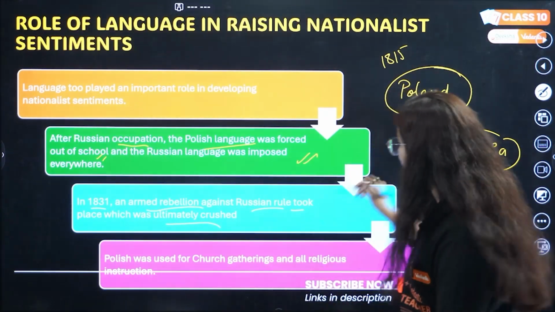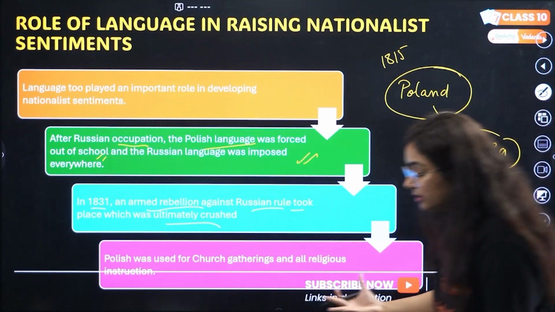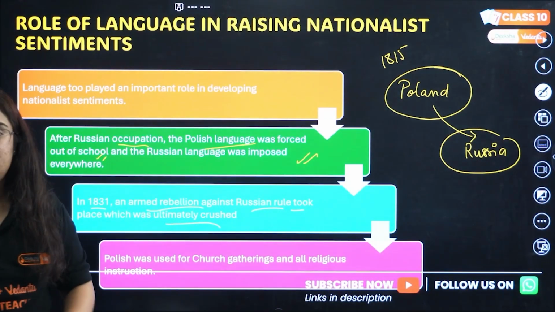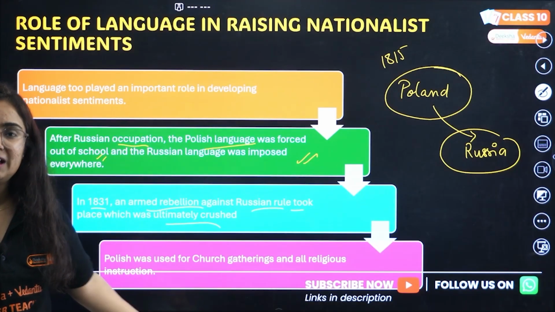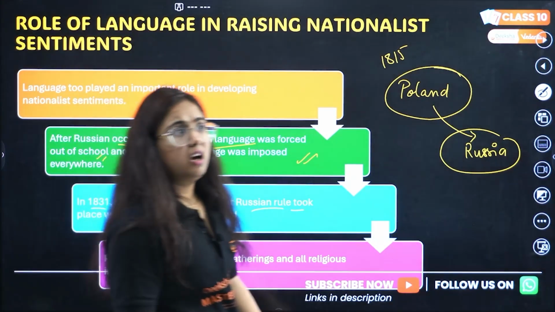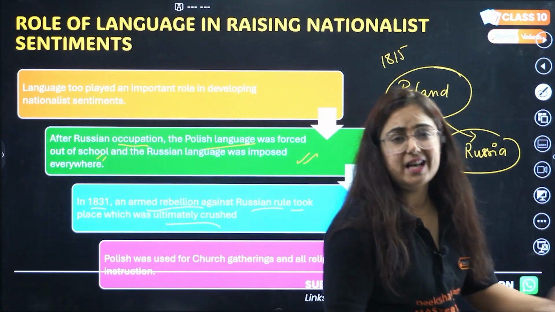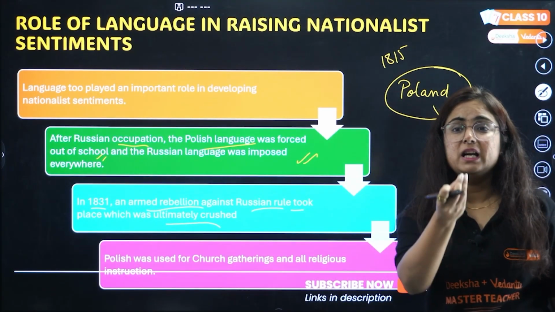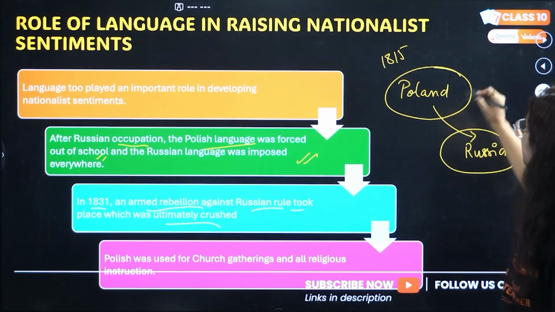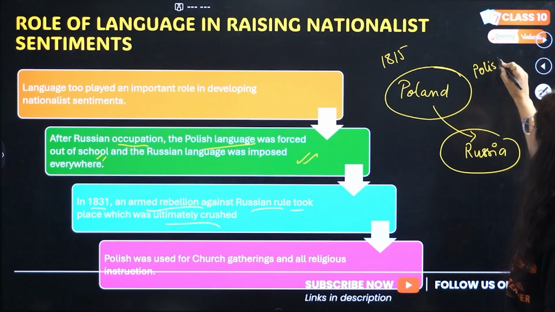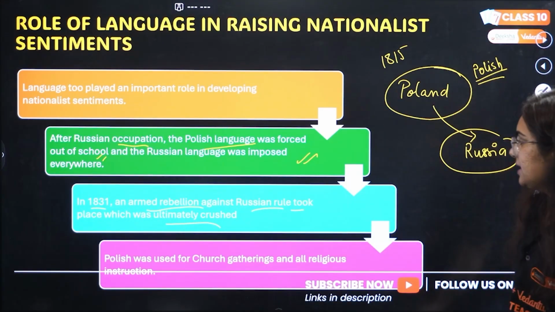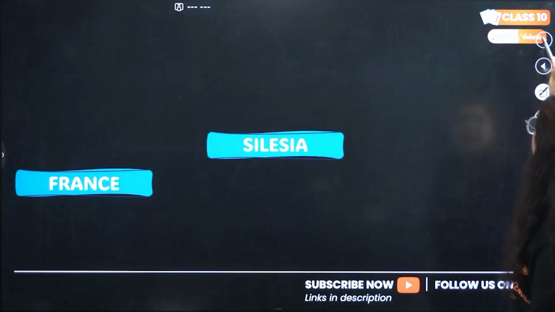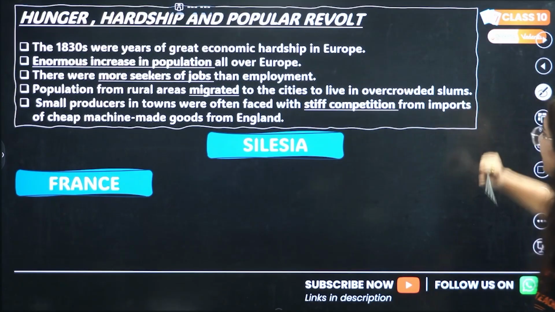When their revolt was crushed, in church gatherings they started using the Polish language. But do you think it was easy for them? No, they dealt with prison and exile. But the basis for revolution, for raising national sentiments, was this Polish language. So this is how language played an important role in raising national sentiments. Get it, my dear students?